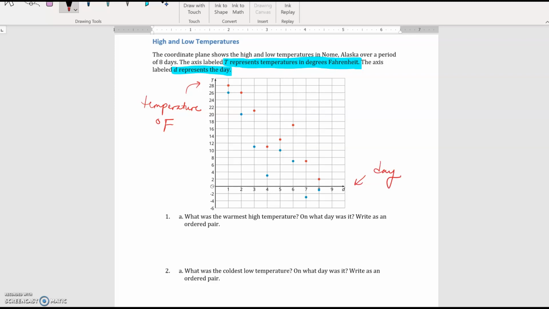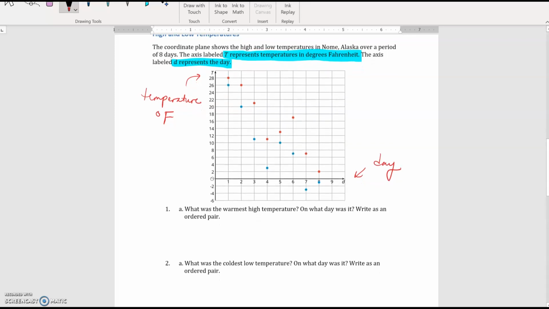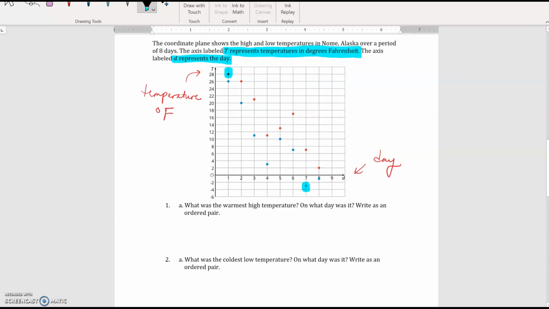So it's going to be the same questions. We're going to find the warmest high temperature and write it as an ordered pair, and then find the coldest low temperature and write an ordered pair. So I'm going to highlight them here for you. I see a highest point here and a lowest point down here. I want you now to write the ordered pairs for 1 and 2 and then describe them in a sentence, and then I'm going to go over them after the pause in the video.